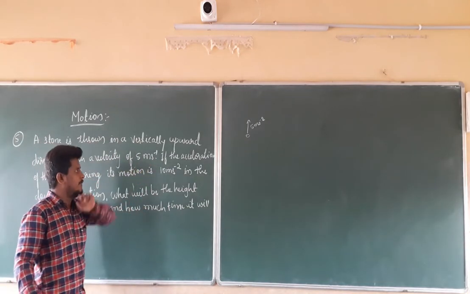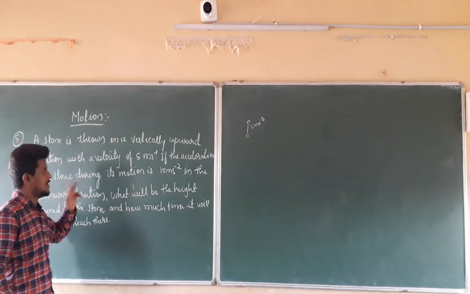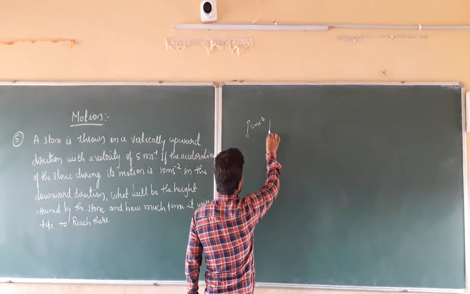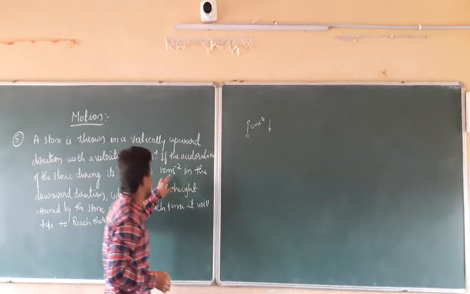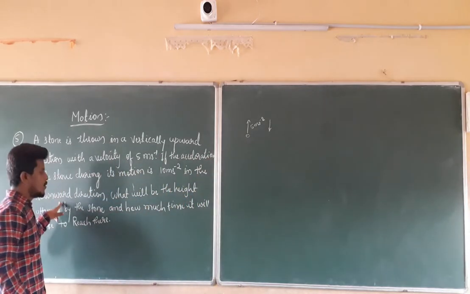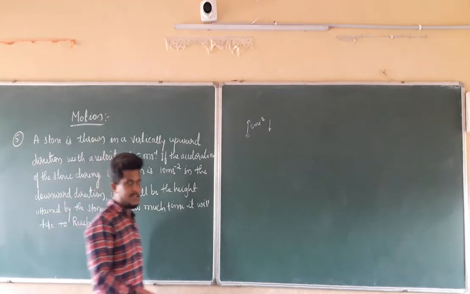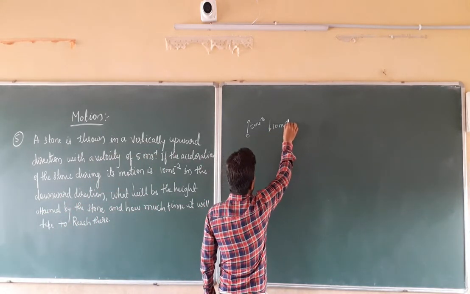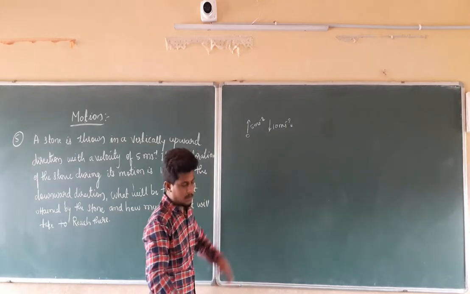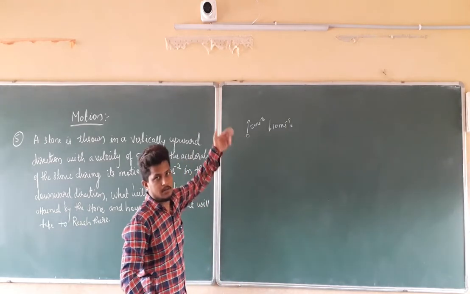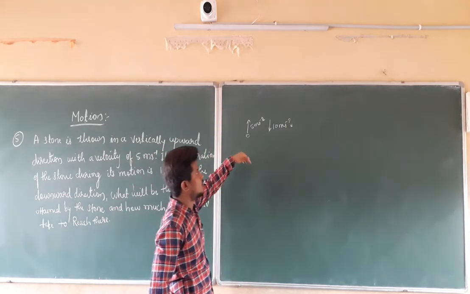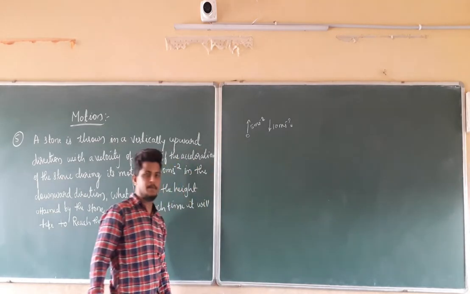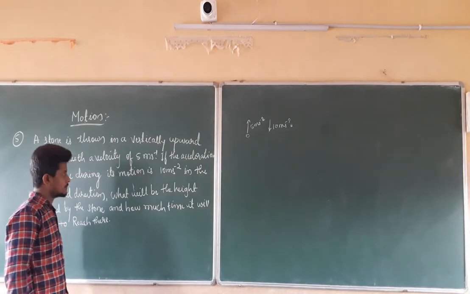If the acceleration of the stone during its motion is 10 meter per second square in the downward direction, the downward direction is opposite to the direction of the stone moving. It is in the opposite direction, and that is equal to 10 meter per second square.